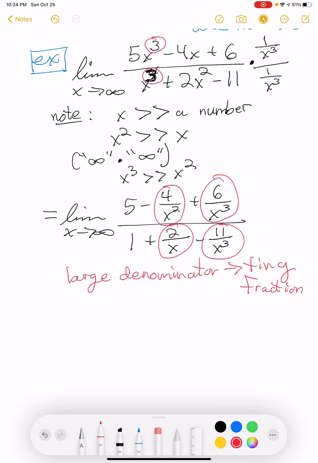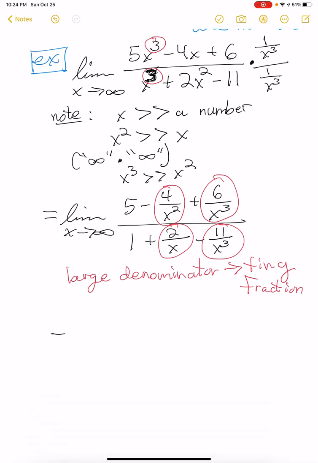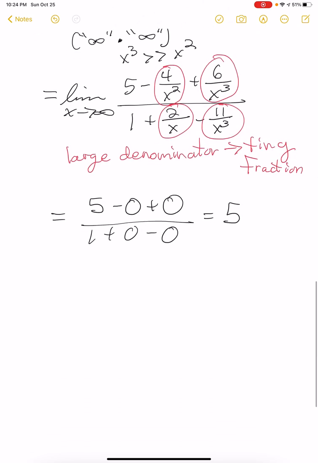As such, what we want to do then is to note, like, well, the number 5 is going to stay that way, but 4 over x squared, that's going to 0. 6 over x cubed, that's going to 0. Then 5 plus 0 minus 0 is 5. And that is going to be our limit.